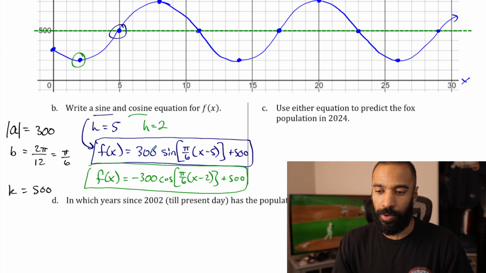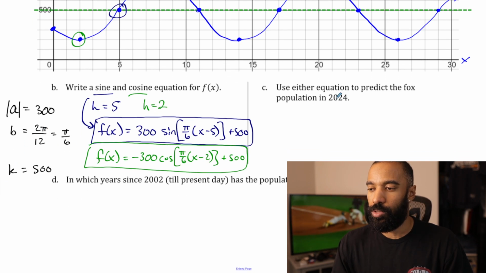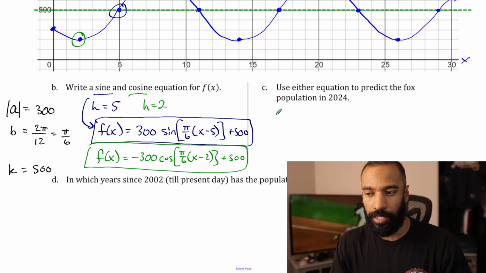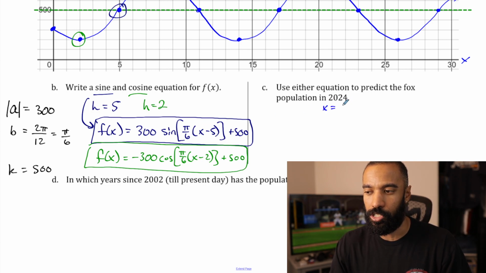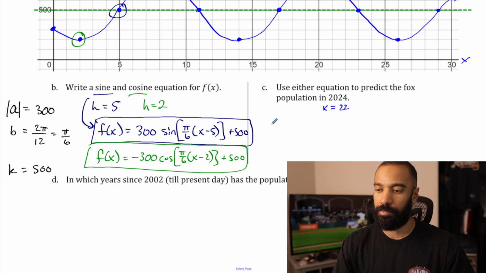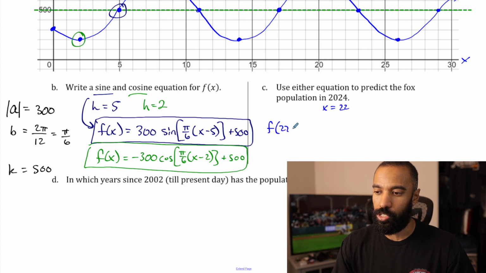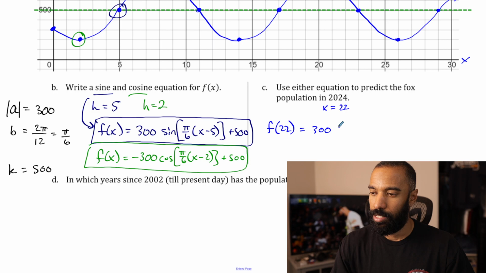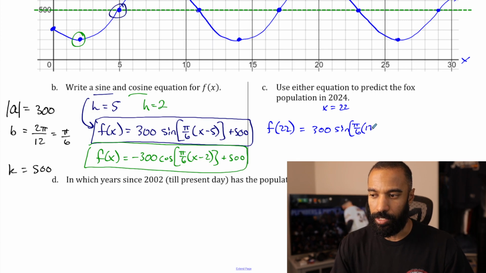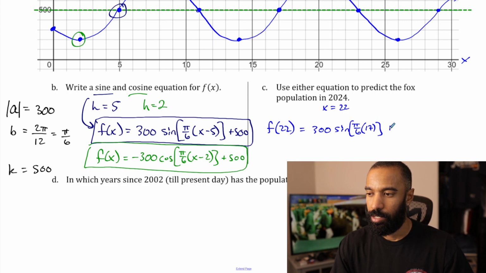So I'm going to do the sine one just because of the positive that's right there. So 2024, you have to think of that's not what x equals, right? It's how many years since 2002? That's 22 years since then. So we're going to substitute 22 in for x into this. We'll get f of 22, I'm going to use the sine equation, equals 300 times the sine of pi over 6 times 22 minus 5. I'll just go ahead and tell you that's 17. Plus 500.